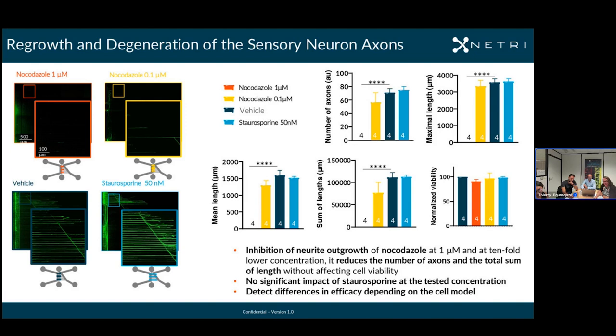When we tested staurosporine, we used exactly the same concentration as on the motor neurons. We couldn't see the same effect of the staurosporine at the tested concentration. What is known about staurosporine is that it has a dose-dependent effect. And the take-home message from this is that our platform can detect differences in efficacy of compounds depending on the cell model.